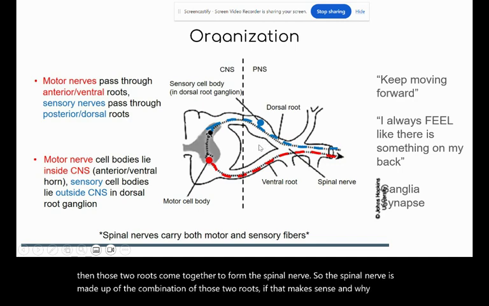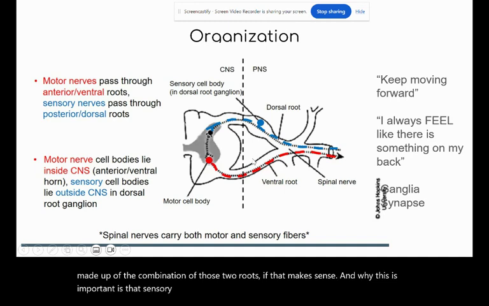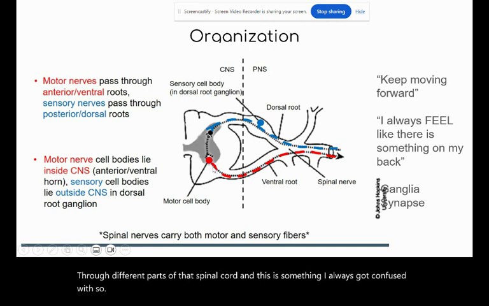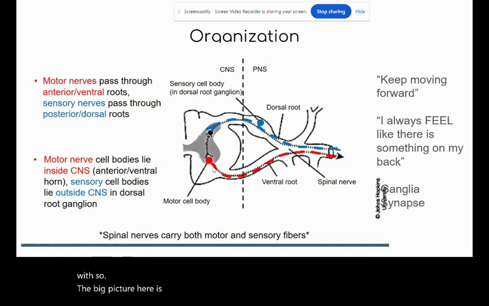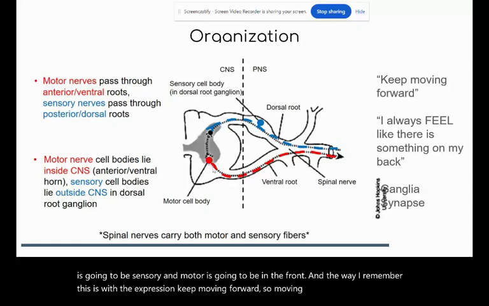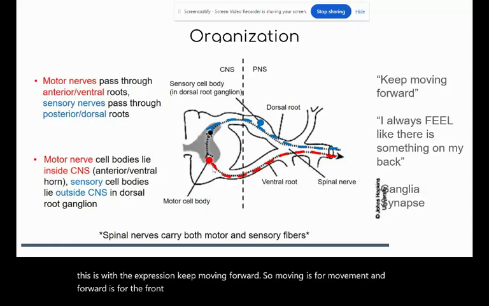And why this is important is that sensory versus motor information is transmitted through different parts of that spinal cord. This is something I always got confused with. So the big picture here is that the dorsal, being the back, is going to be sensory, and motor is going to be in the front. The way I remember this is with the expression keep moving forward. So moving is for movement and forward is for the front of that vertebral column.